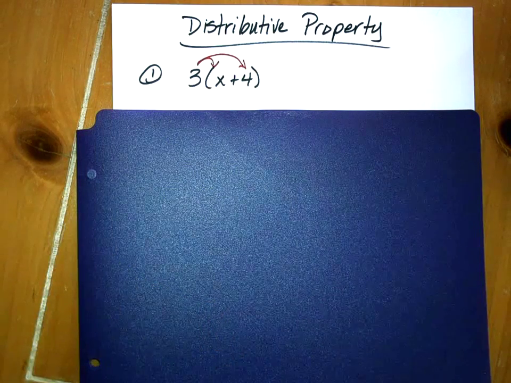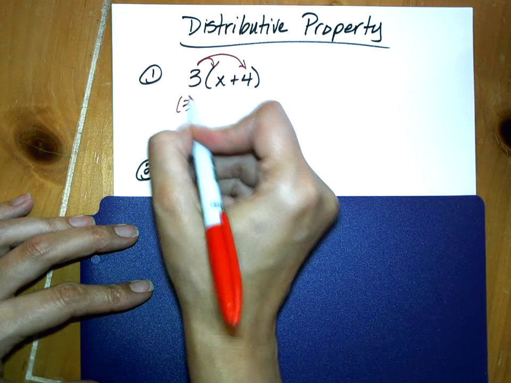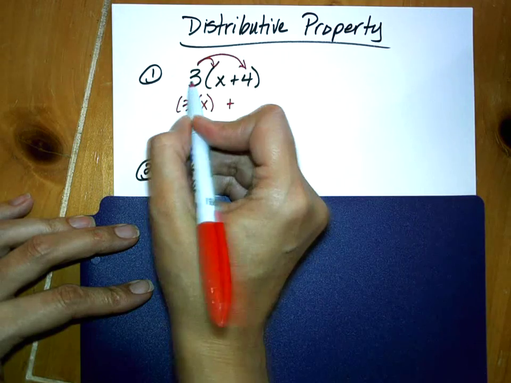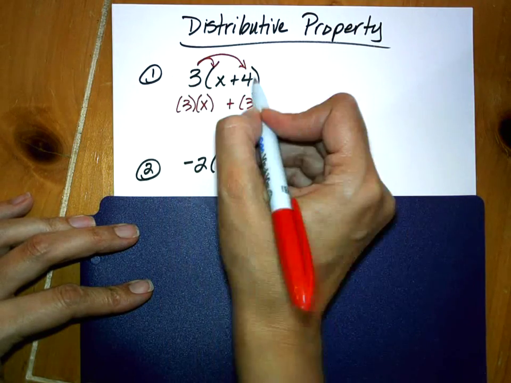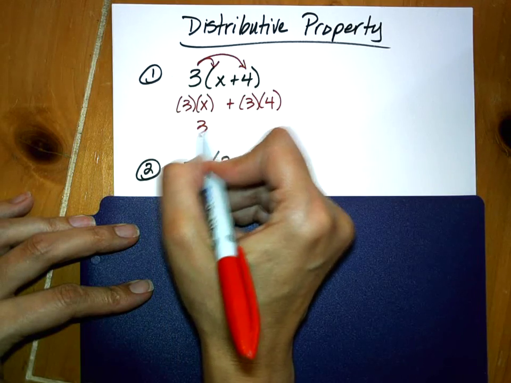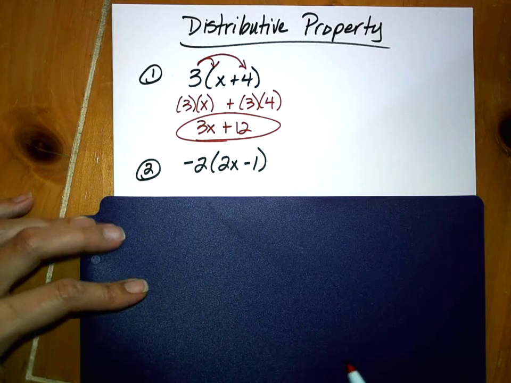Another way of showing this is saying that you're going to take this 3 and multiply it times x, and then you drop down your positive sign. Then you're also going to take that 3 and multiply it by this 4, and now simplify. So 3 times x is 3x, plus 3 times 4, which is 12, and that would be your end result.